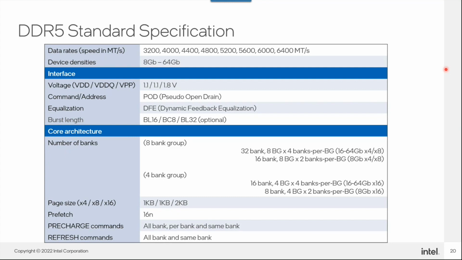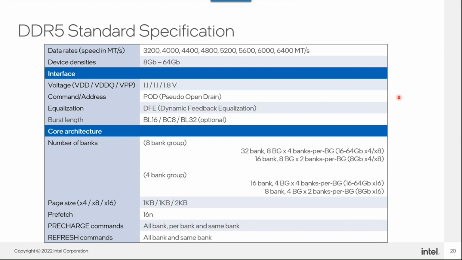And when you have only 4 bank groups, that's only with the 8 gigabit, you'll need 8 banks, 4 bank groups, and it will be just 2 banks per bank group. We say this will be only for the by 16, so there's no by 4 and by 8 with the 4 bank group. And this would be it for the DDR5 standard specification.